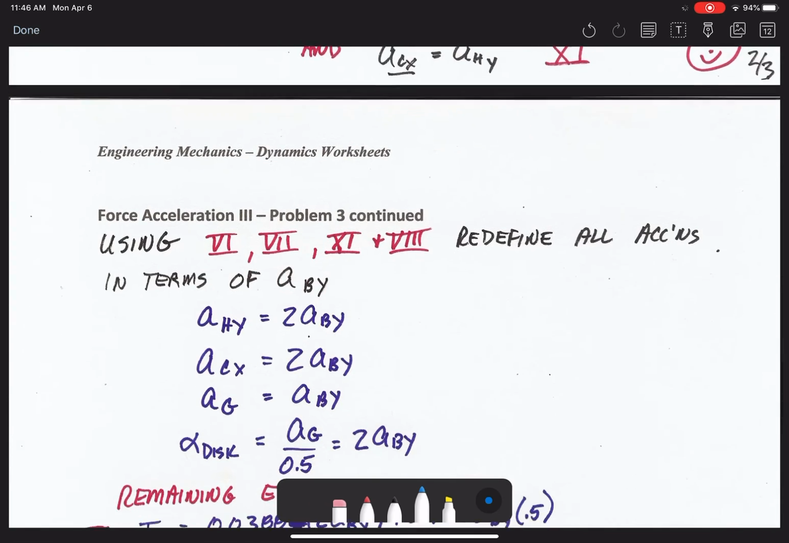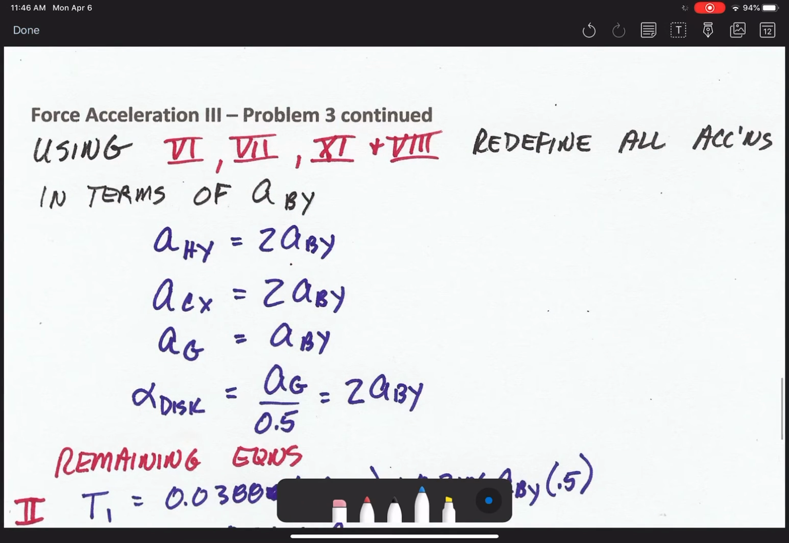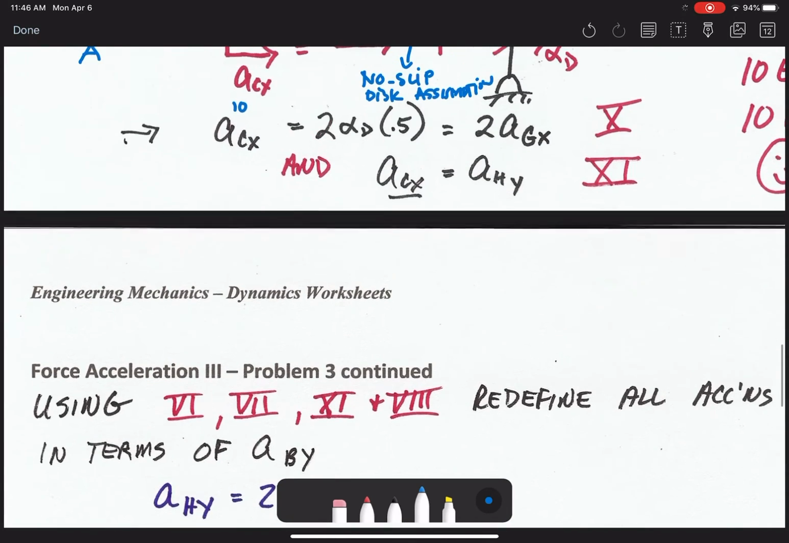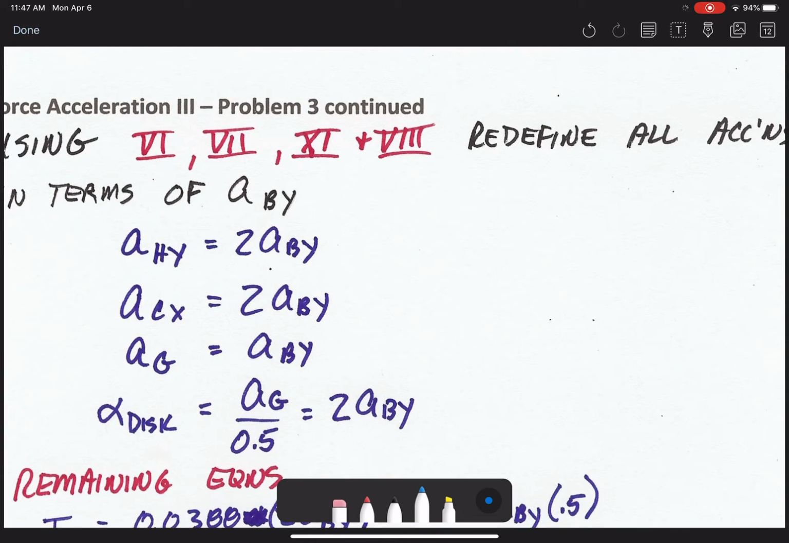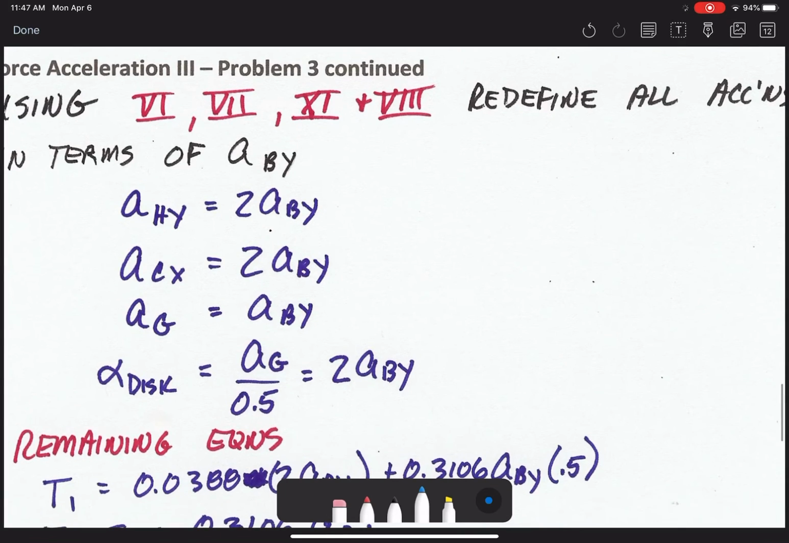So do the same, we can have it, as you can see, AHY equal to, in terms of magnitude, ACX equal to 2ABY, because ACX equals AHY there. And then HG equals ABY, from above. So alpha this equals HG over here. Also, because of the no slip assumption, right? No slip disk assumption. Otherwise, we don't have that equation. Keep that in mind.